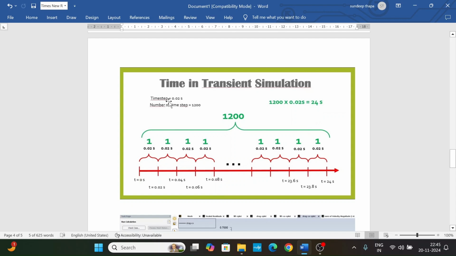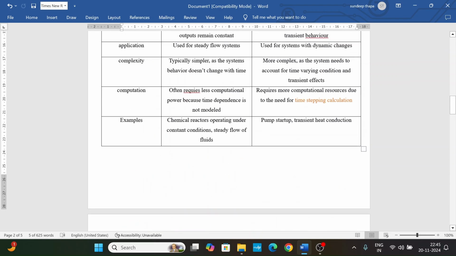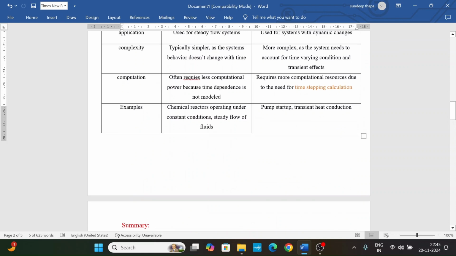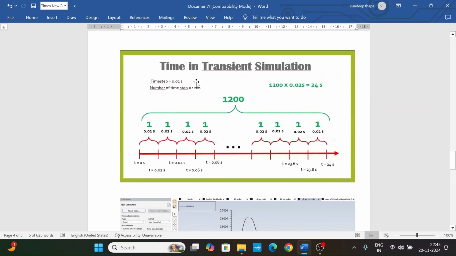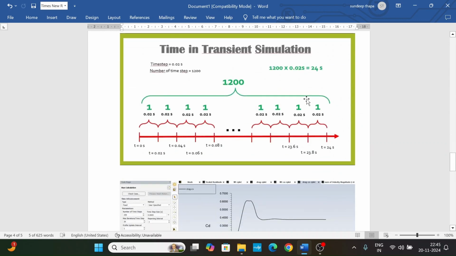So this is the first parameter, time step size and number of time steps. Like I explained, this is the time stepping calculation, which I have highlighted here. It requires more computational resources due to the need for time stepping calculation. Multiplying these two would give you 24 seconds, or however many seconds you want to simulate your problem for.